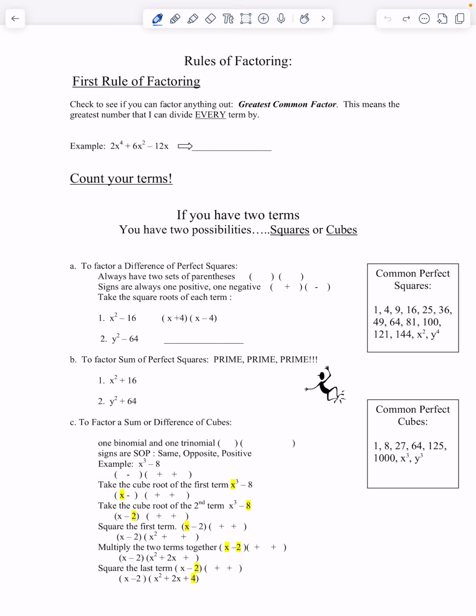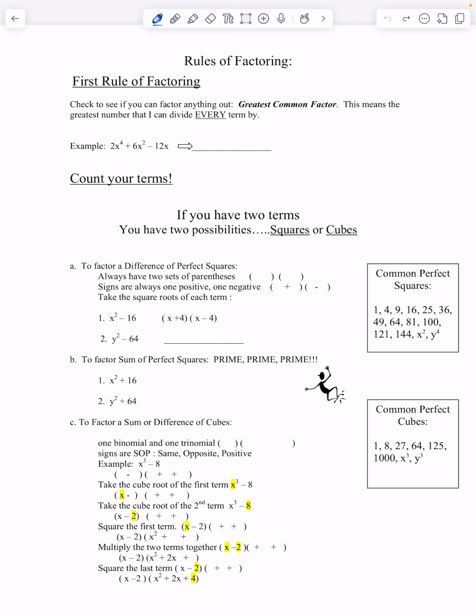I want to go over some rules of factoring. I have found after teaching college algebra for many years that students who struggle in college algebra often struggle with one of the basic concepts, and that is how to factor. So I'm going to go over a very basic rule of factoring.